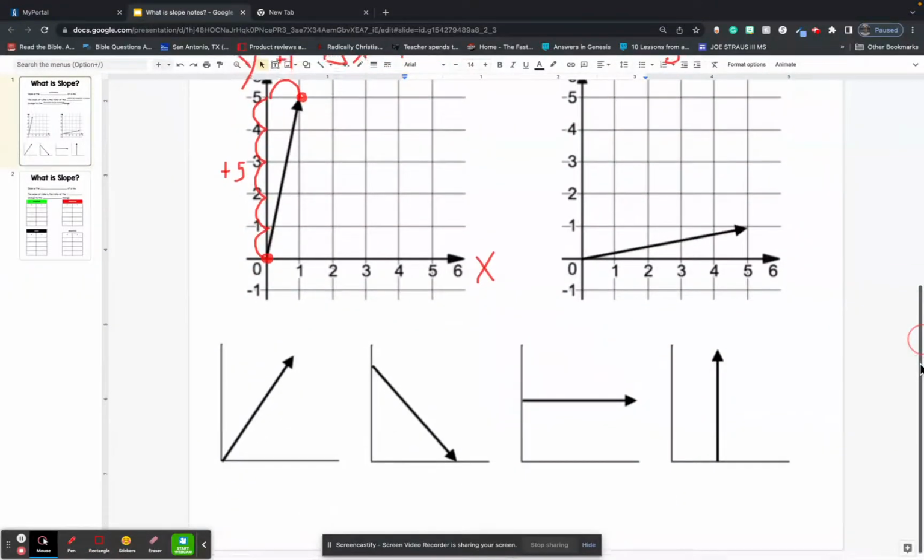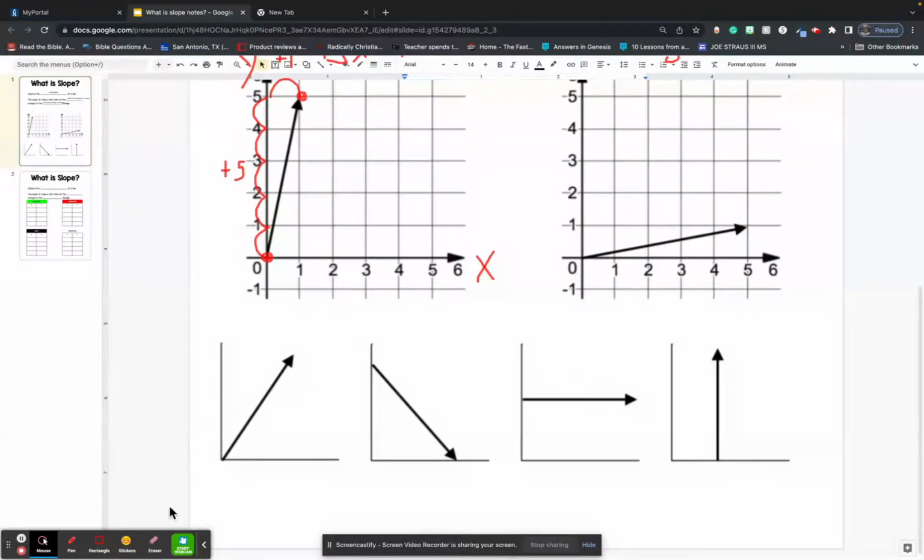Now I want to scroll down a little bit and have us look down here. When we're talking about graphs, remember that all graphs have a y and x axis. At least in 8th grade they do. And when you look at a graph, we read left to right.